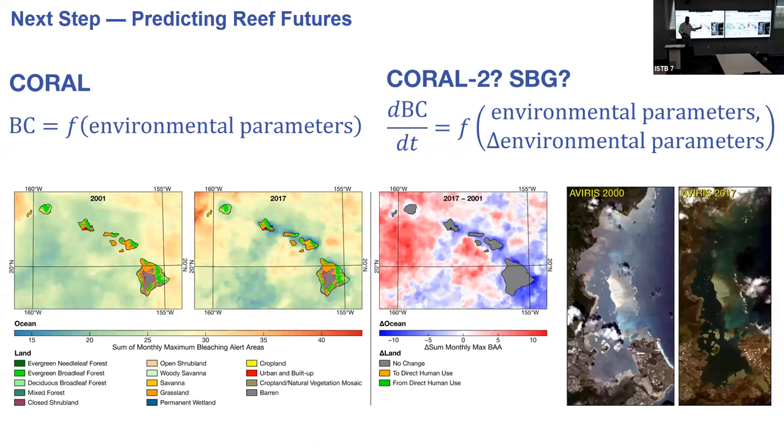You can see where it's positive, that means there's more thermal stress in 2017. If it's negative, it means there's less, right? And on land, it's not a lot of change. Maui gets a lot of change here due to direct human use. It's not in Hilo, right? Not a lot of other places get a lot of change.